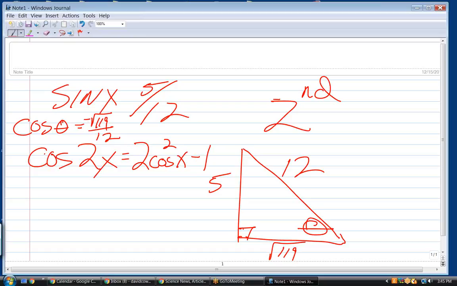Second quadrant? So it would be in the fourth? Second quadrant. Theta is in the second quadrant. Oh, so you're not doubling it? Not yet. Okay.